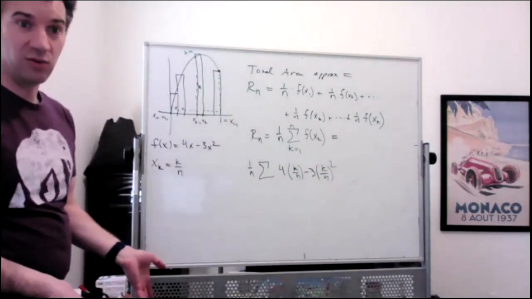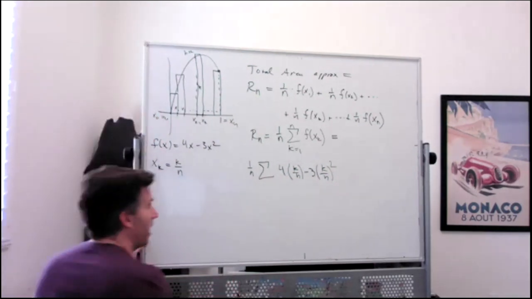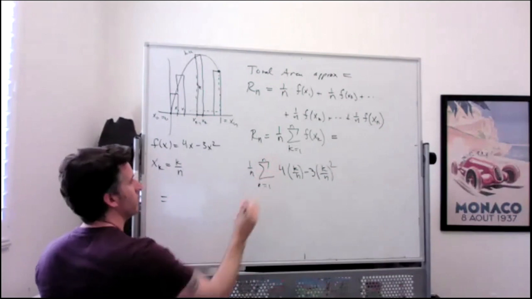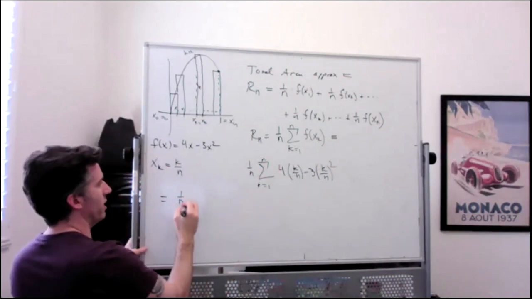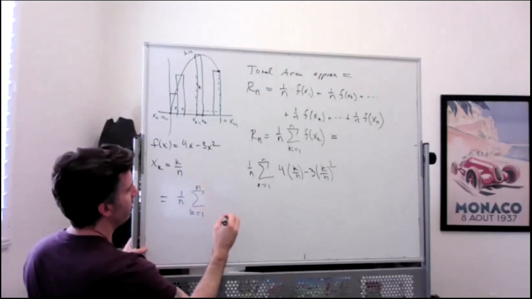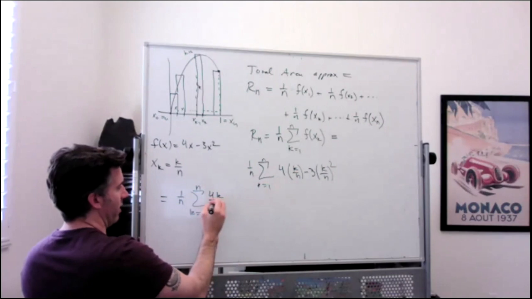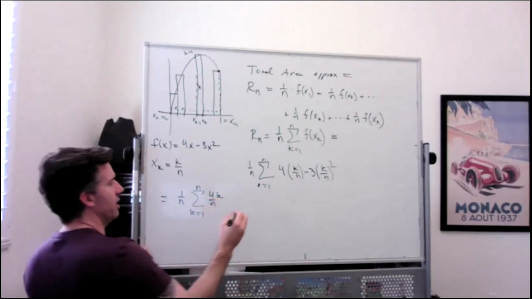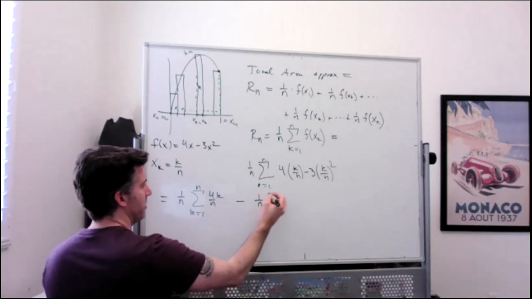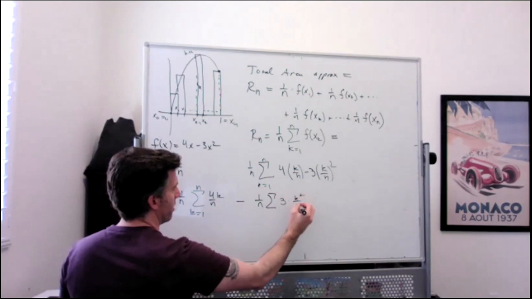And now we're going to use our rules for sums to break this up into things we can deal with. So I'm going to simplify this a little bit. Oh, sorry, I forgot that k equals 1 to n. So this is 1 over n times the sum from k equals 1 to n of 4 times k over n, which is 4 over n k. And I'm going to break this up into minus 1 over n times the sum of 3 times k squared over n squared.